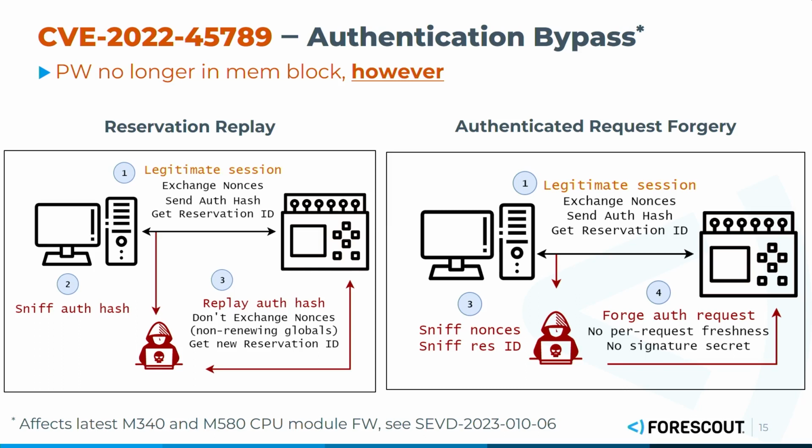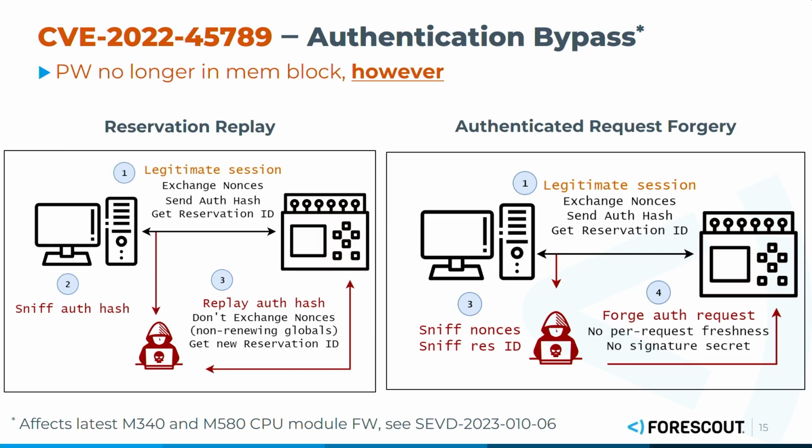Now, obviously, if I can read this memory block with the secret, then essentially it's client-based authentication. So Schneider fixed this. This secret is no longer in the memory block, but there were a few other ways to bypass this authentication that we did not see covered before and which we reported to Schneider in the advisories that you can see on the bottom of the slide.